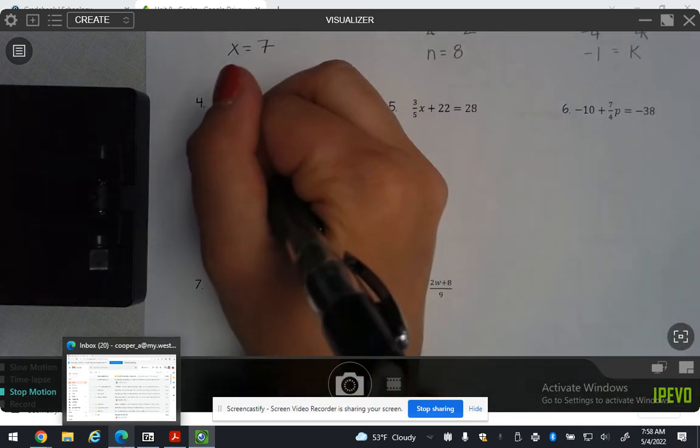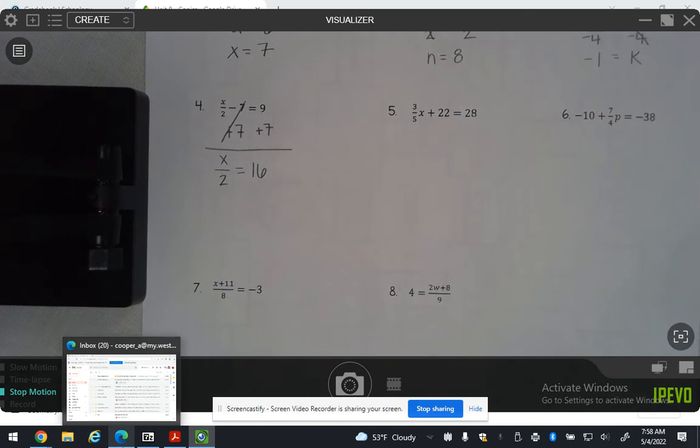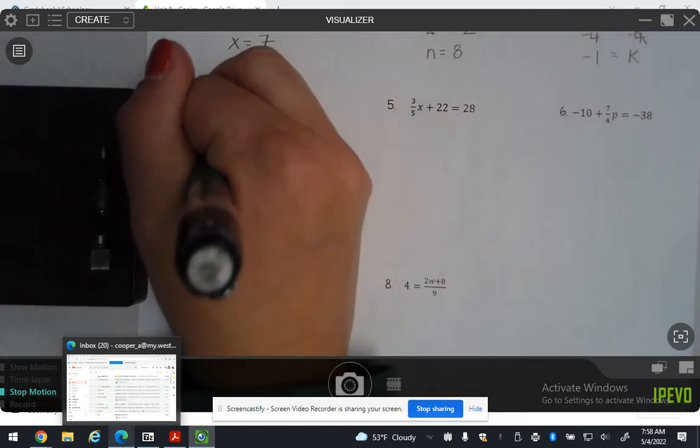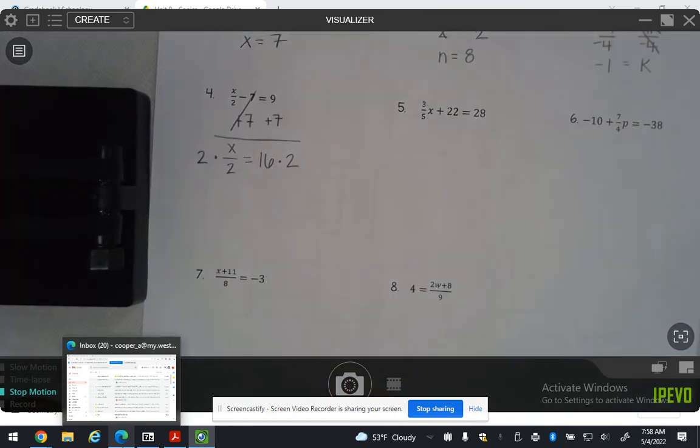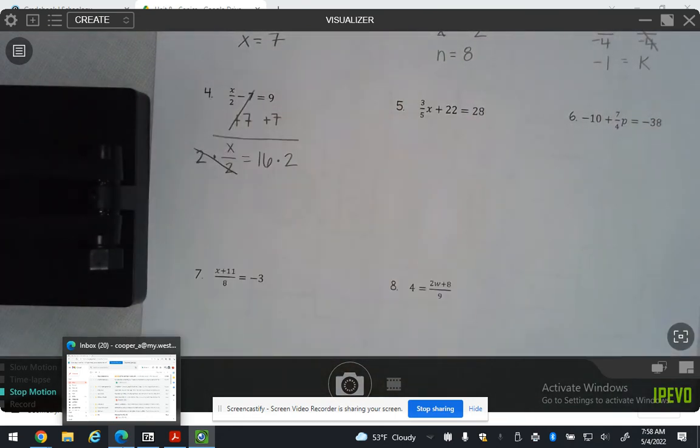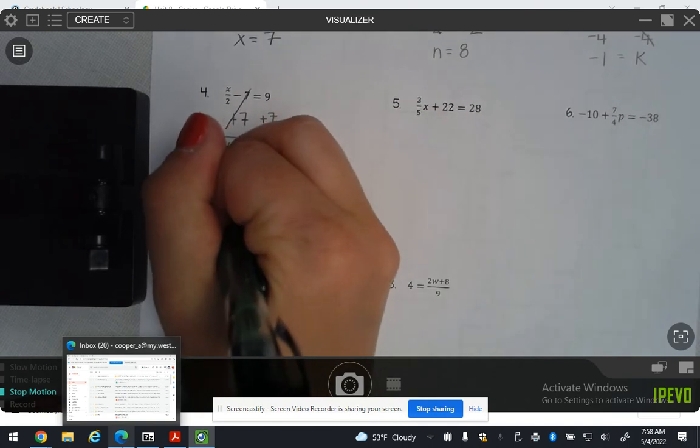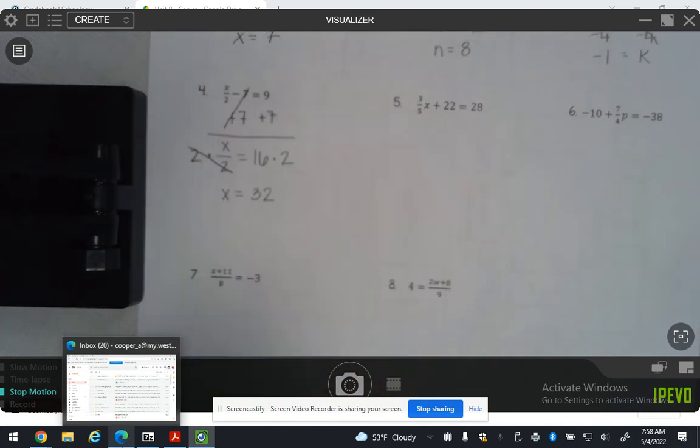16. Now, Jordan, what did you tell me you wanted to do? Why do I want to multiply by 2? We need to get rid of the division, and the opposite of dividing is multiplying. So you're going to multiply by 2 on both sides. The 2's cancel. So X equals 32.